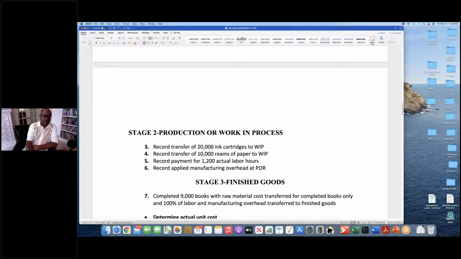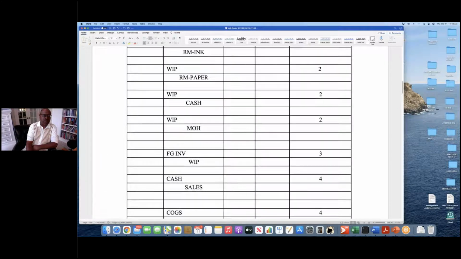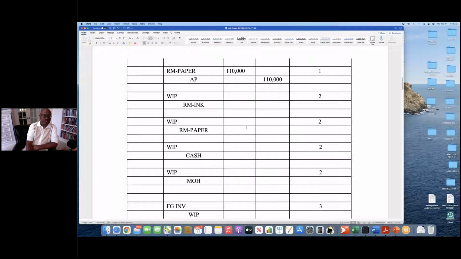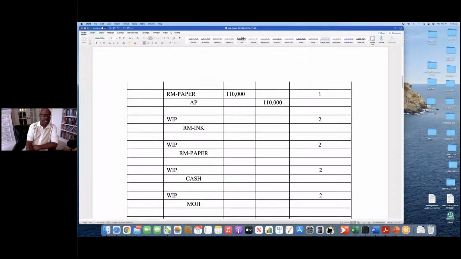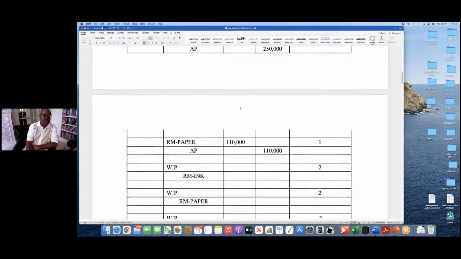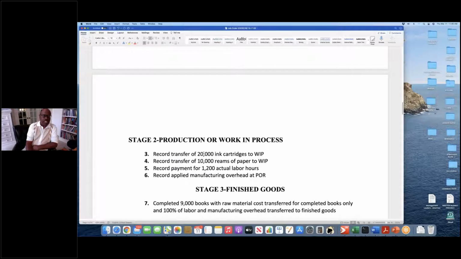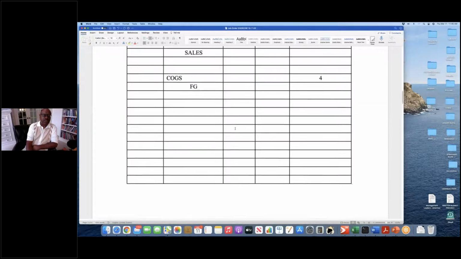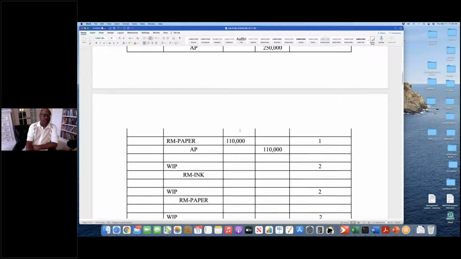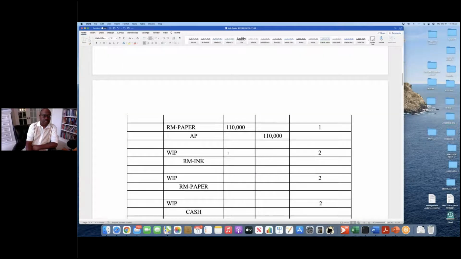So we're going to transfer the ink to work in process, and we want to transfer the paper to work in process. The entries are already here. So if we transfer 20,000 ink cartridges, 20,000 times 10 is going to be what? 200,000. Okay, so the ink is going to be 200,000.